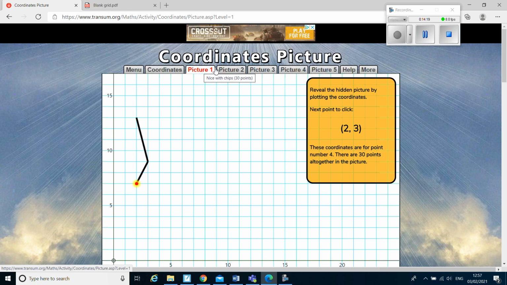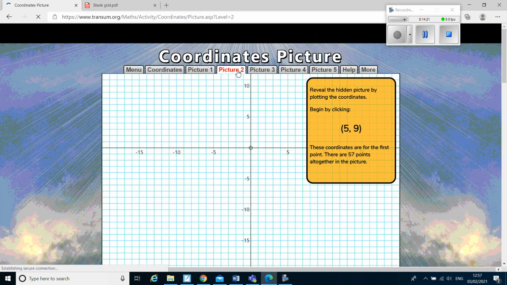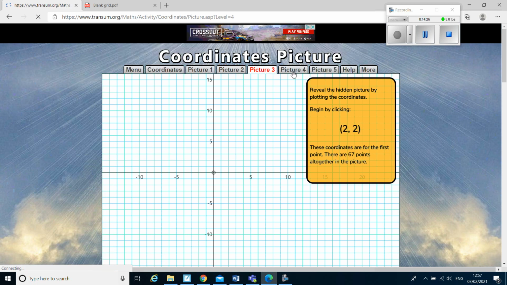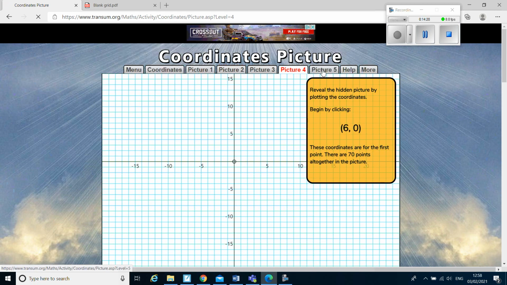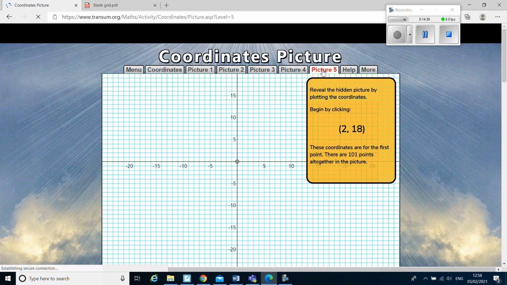Picture 1 is the easiest. If you click through, picture 2 is a bit harder. Picture 3 is harder again. Picture 4 even harder, and picture 5. So that's just an optional extra for today. If you want to have a little bit of fun by creating some pictures using coordinates, this website is really, really good for that, and I hope you enjoy that.